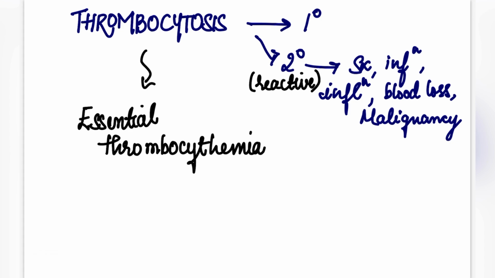What are the causes of thrombocytosis? Again, it can be divided into primary thrombocytosis and secondary thrombocytosis. Usually, we see secondary thrombocytosis in clinical practice in the labs while you're screening your slides, and these are usually reactive. Why? They react to some surgery that the patient has undergone, something like an infection, inflammation, blood loss, or malignancy. But in primary, there is one condition which comes under essential thrombocythemia, and that is where we see thrombocytosis.